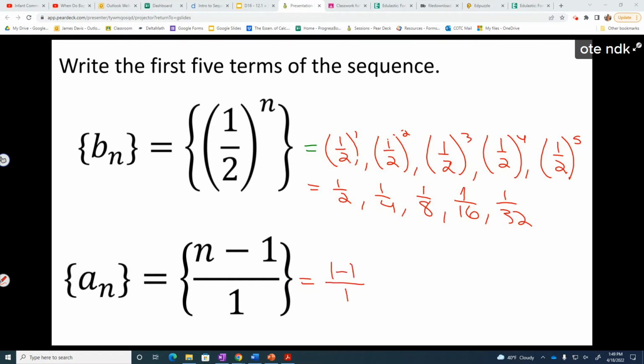1 minus 1 over 1 is our first term. We just replace the n every time. Our second term, we replace n with 2. So it's 2 minus 1 over 1. Third term, we replace it with 3. 3 minus 1 over 1. 4 minus 1 over 1. And 5 minus 1 over 1.